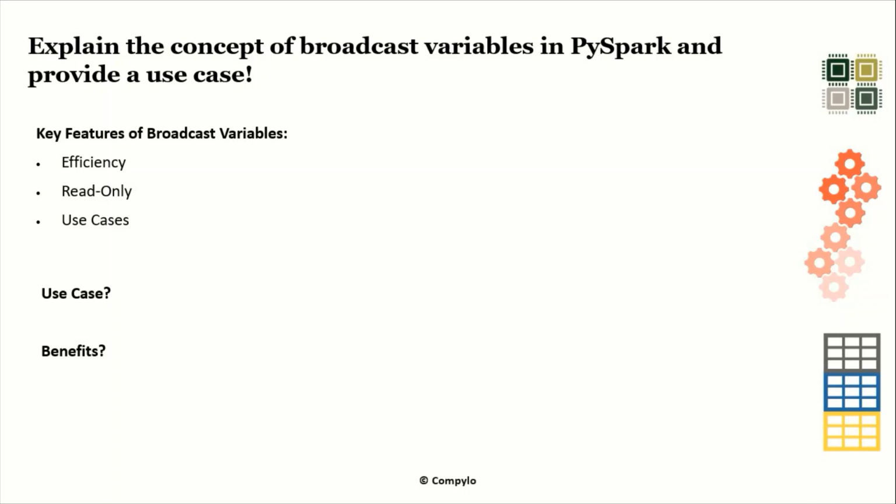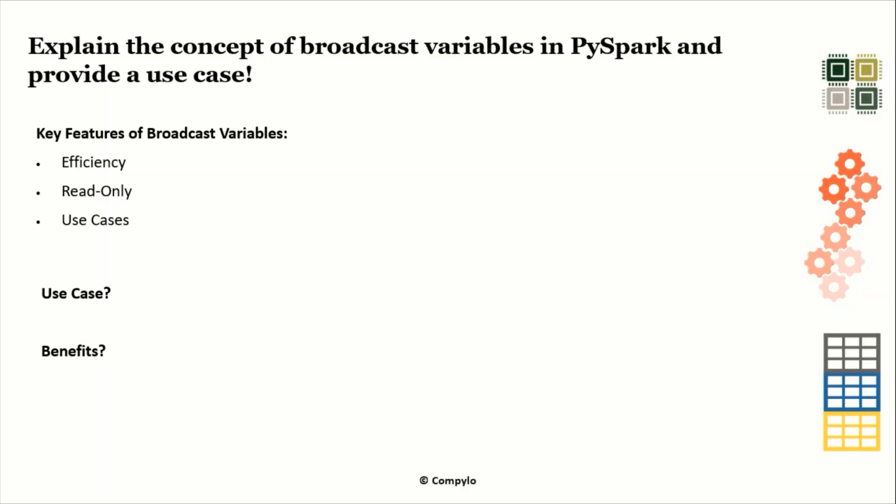Now let's talk about the benefits. Using broadcast variables in this case minimizes the amount of data shuffled across the network, leading to improved performance during joins or repeated accesses to the smaller dataset. This is especially useful in large-scale data processing where efficiency can be critical.